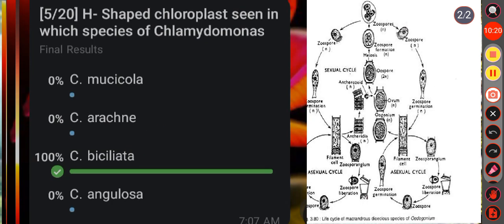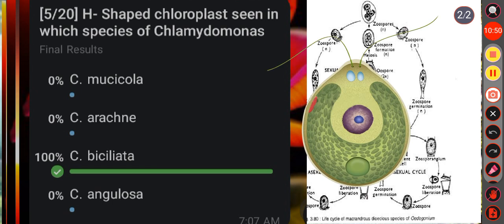Then question number 5. H-shaped chloroplast is seen in which species of Chlamydomonas? Option A Chlamydomonas musicola, option B Chlamydomonas arkini, option C Chlamydomonas biciliata, option D Chlamydomonas angulosa. We know Chlamydomonas is a unicellular green alga that has a single large cup-shaped chloroplast. But in some species, different shapes of chloroplast are also present.